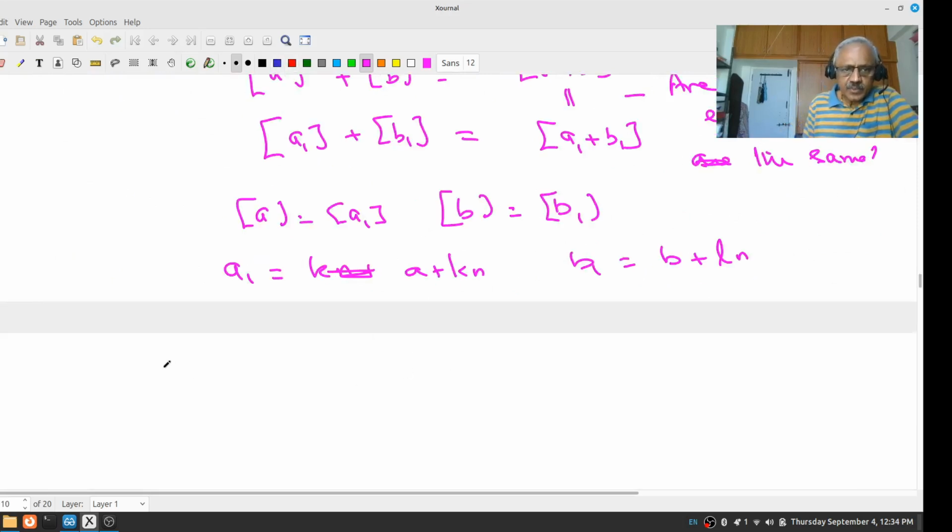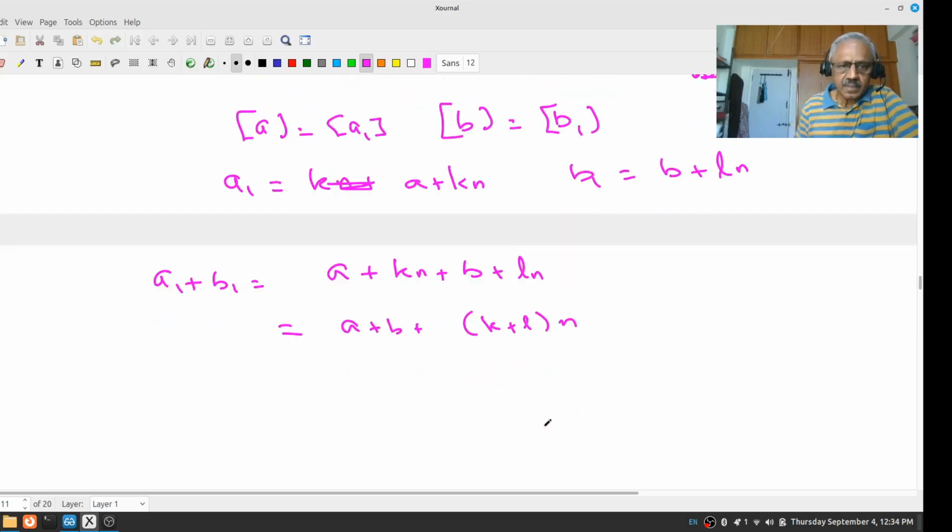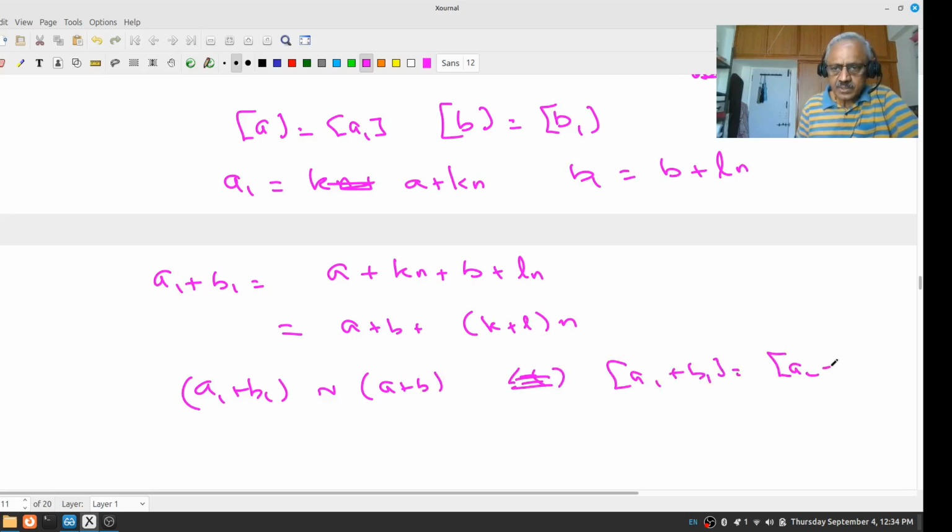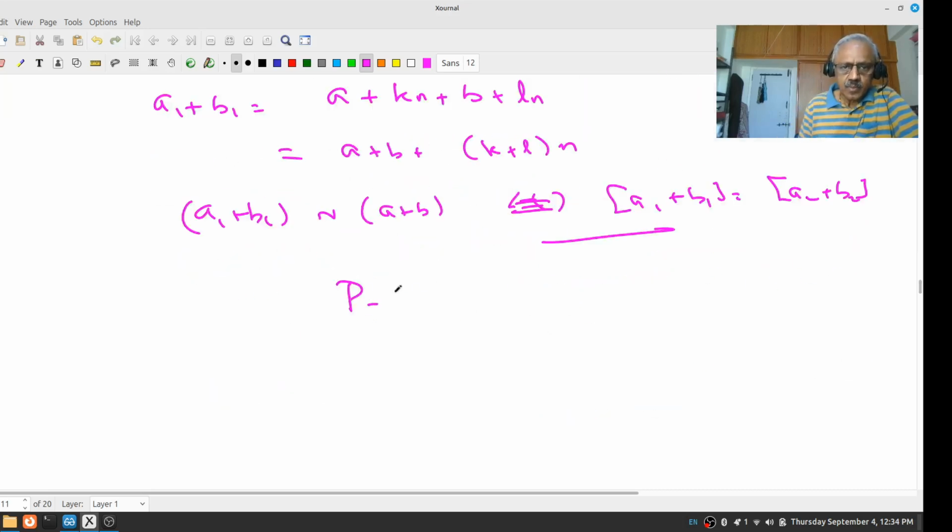So, we have done that. Therefore, what is A1 plus B1? A1 plus B1 is A plus Kn plus B plus Ln, that is A plus B plus K plus L times n, right? Therefore, A1 plus B1 is related to A plus B, and hence the equivalence class of A1 plus B1 is the same as the equivalence class of A2 plus B2. So, pause, review, proceed.